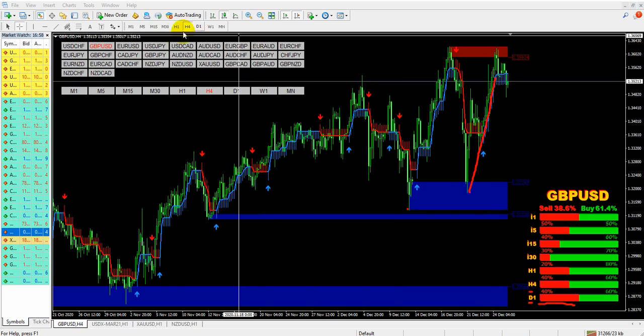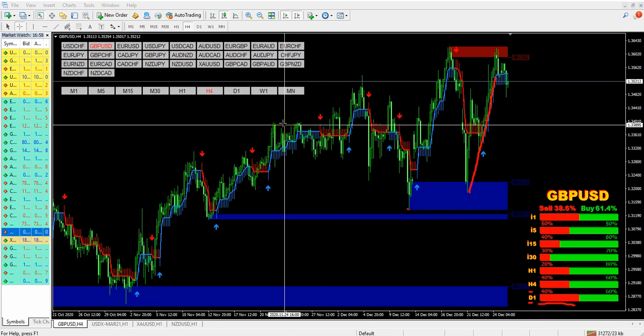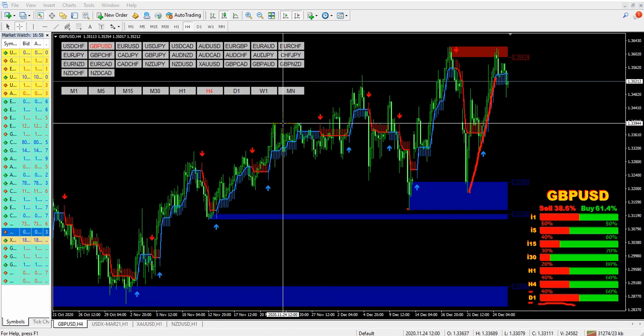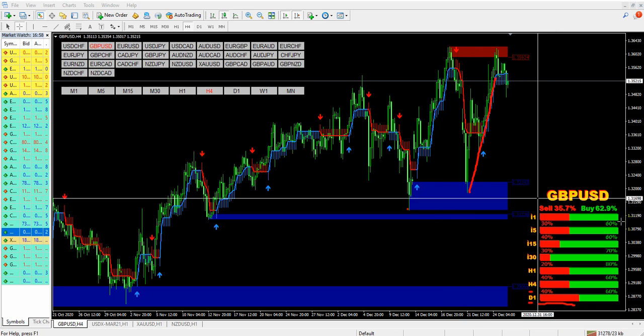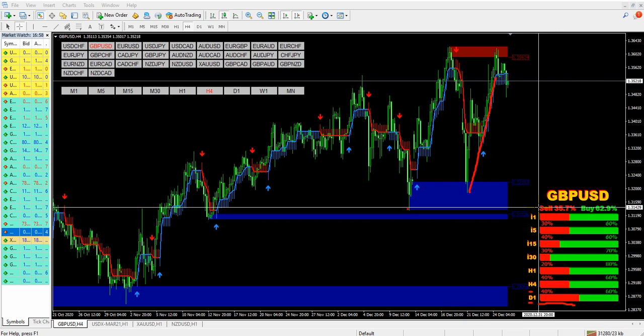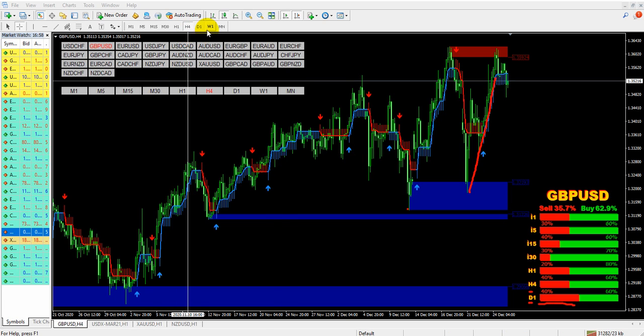If a common indication is being shown in M15, M30 and H1, then a trade will be placed either in buy or sell as per the indication shown by our trend indicator, our support demand indicator and our volume indicator. Similarly for positional trading in H4 and D1.